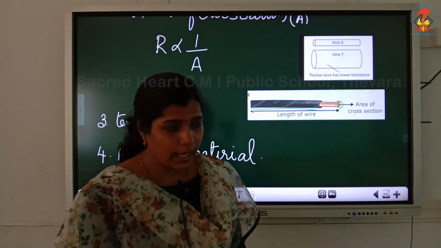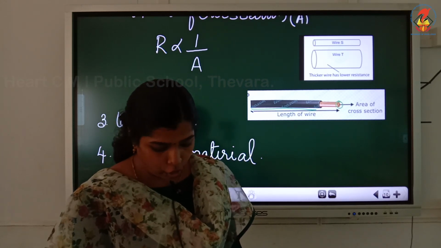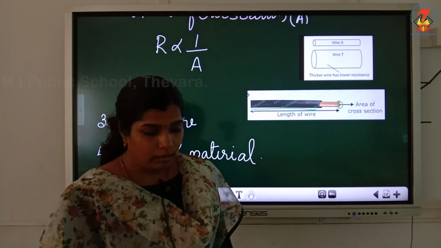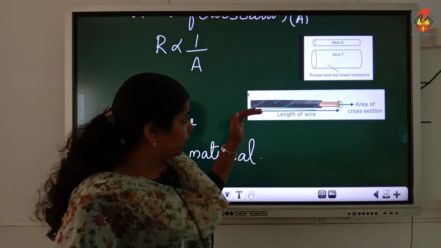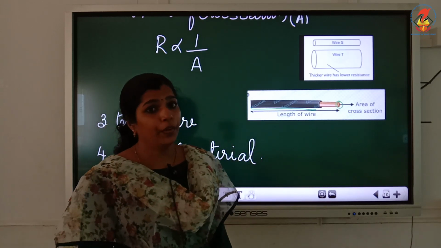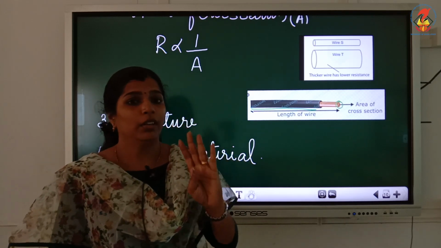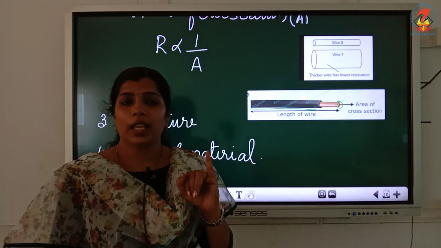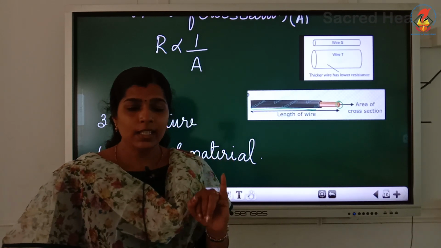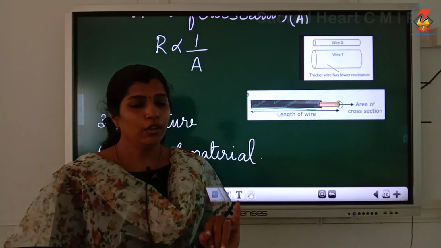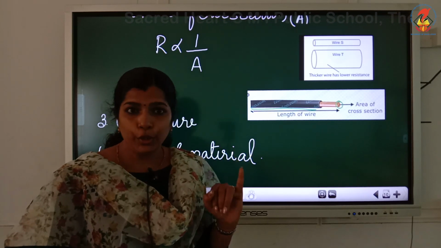It is having very low resistance. On the other hand, nichrome, iron, all those have high resistance. So, these are the factors that the resistance of a conductor depends upon: length, area of cross section, temperature, nature. As length increases, resistance of the conductor also increases. As length decreases, resistance also decreases. They are directly proportional, R is proportional to L.